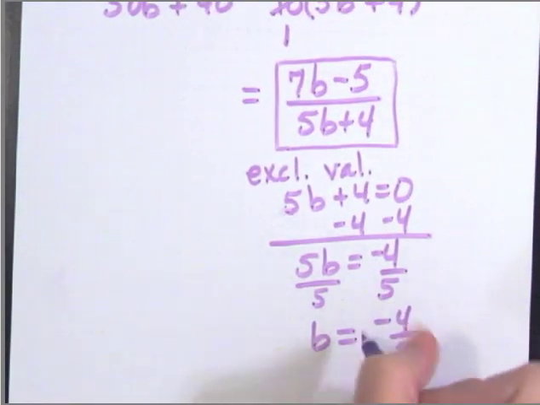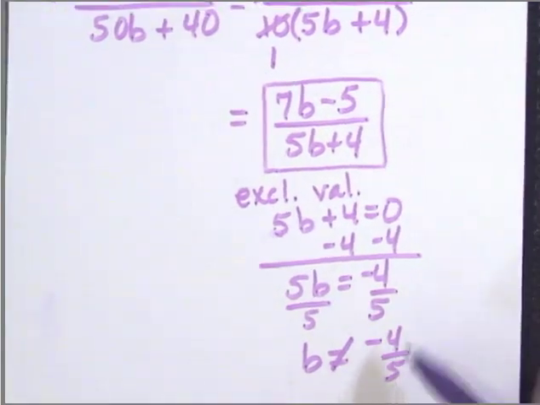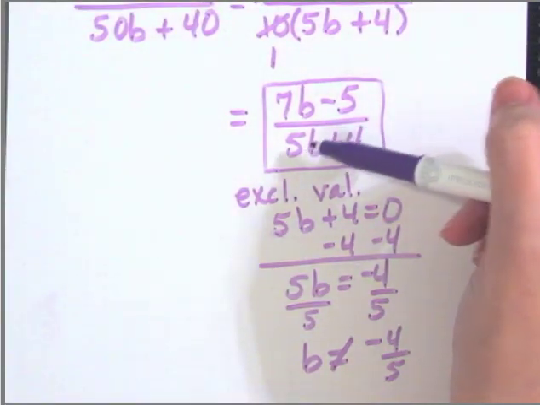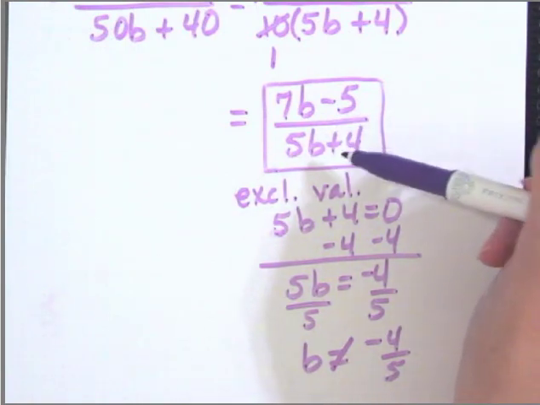So that is my excluded value. You could leave it like that, but I always like to put a slash through it so I know I can't plug that in. Negative 4/5 times 5 would be negative 4, and negative 4 plus 4 is 0, and we can't divide by 0.